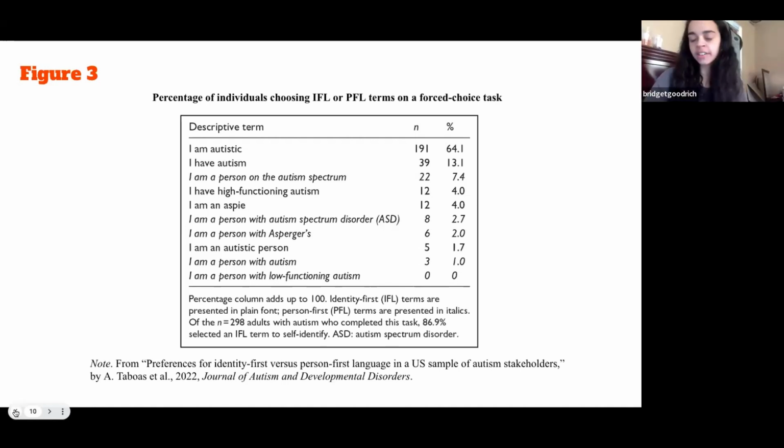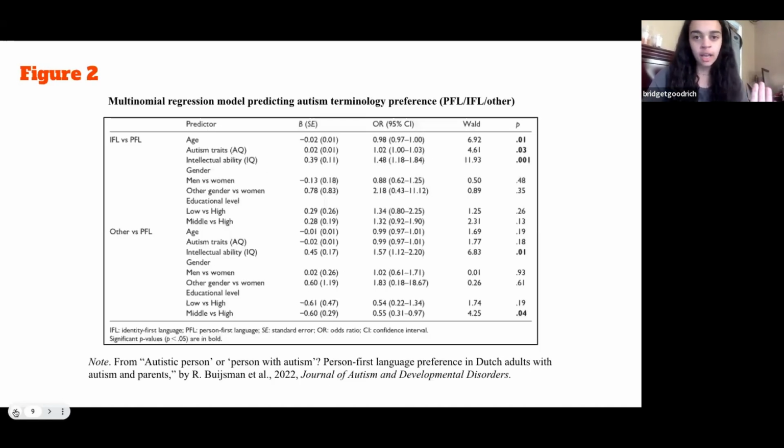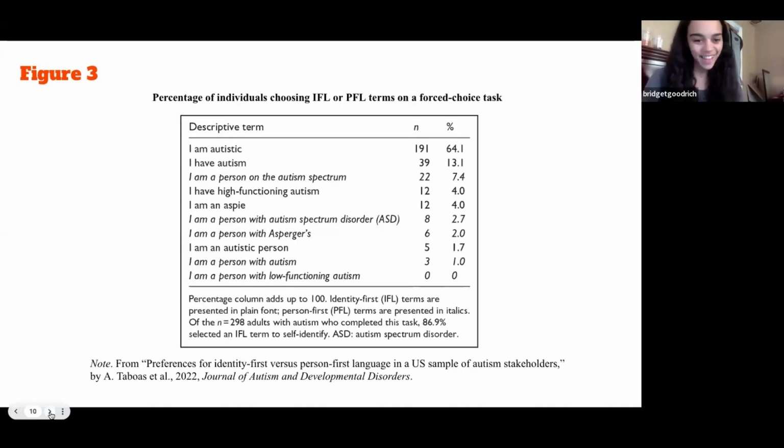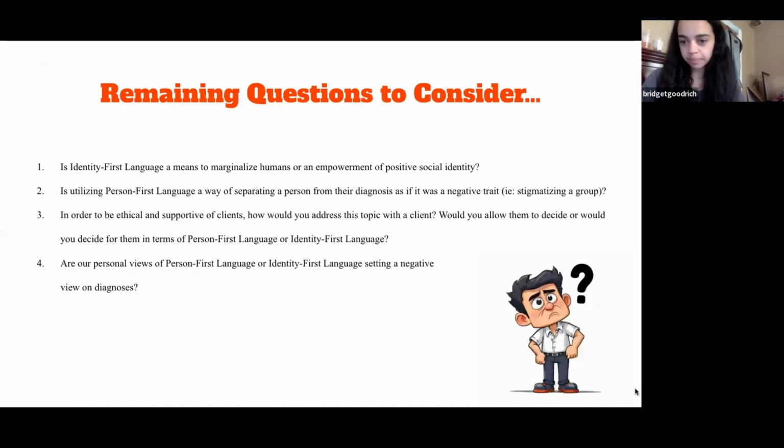And then just to clarify before we do the remaining questions, when Anna was talking about the IQ correlation, I had the wrong slide up. So this is the figure for the IQ correlation, I believe, with the PFL and IFL. I think I had this one showing before. So I just wanted to clarify that before we move on to the remaining questions. Oh, gotcha.